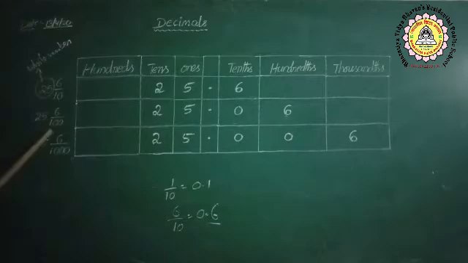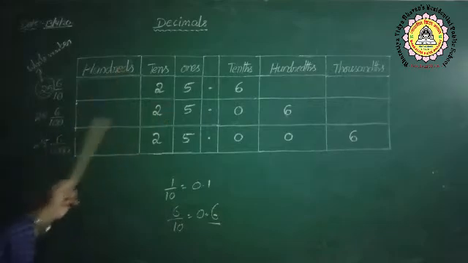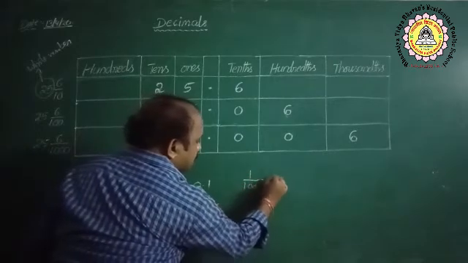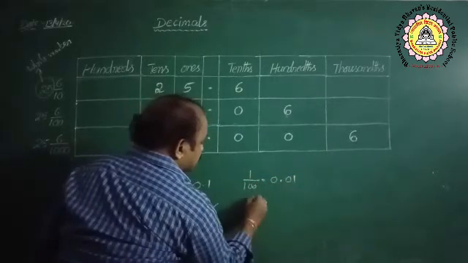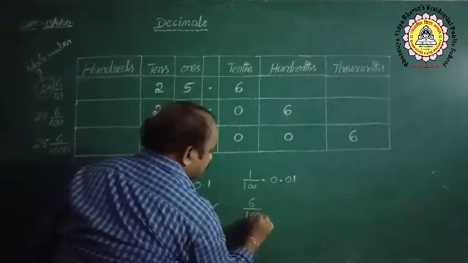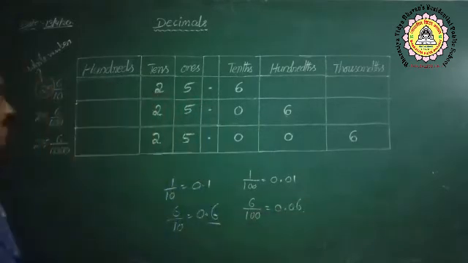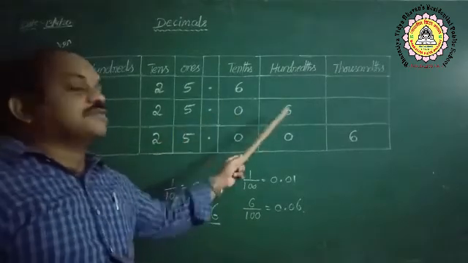Now let's come to 25 and 6 by 100. The procedure is as usual. Here also the whole number part is 25. So in tens and ones 2, 5 will come, and after the point, 6 by 100. See, 1 by 100 means what? 0.01. So 6 by 100 means what? 0.06.